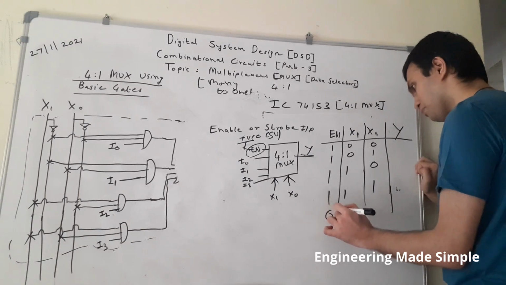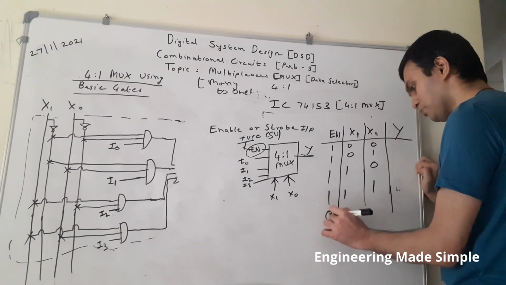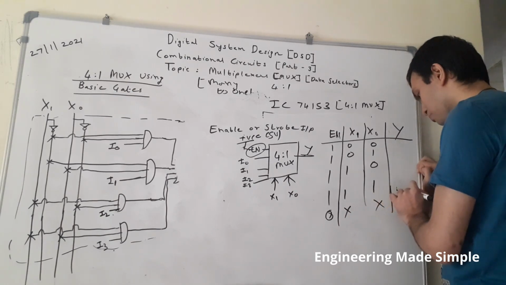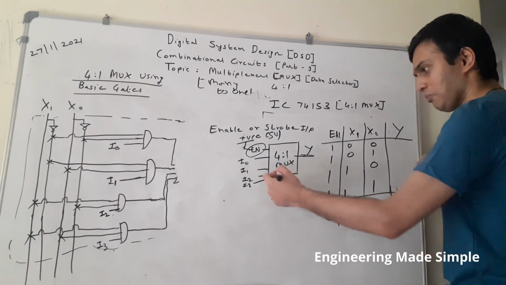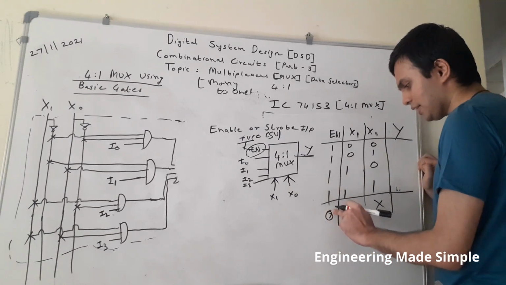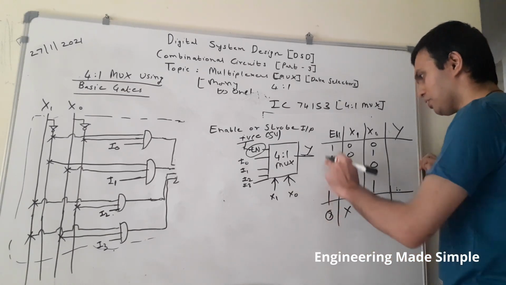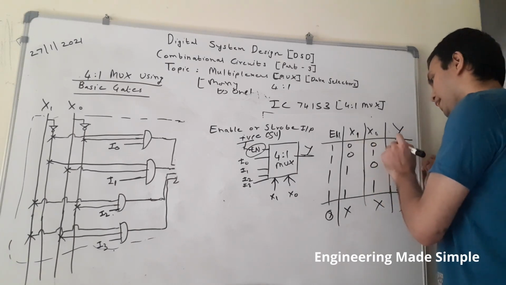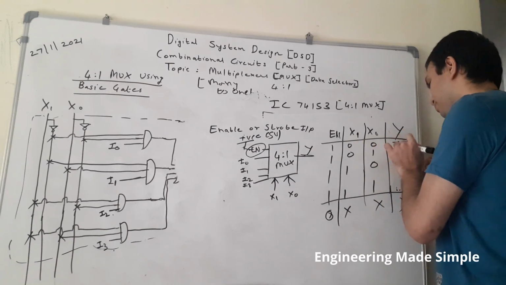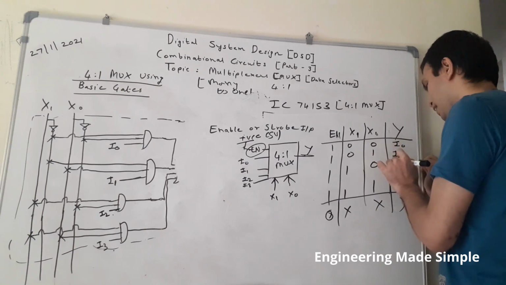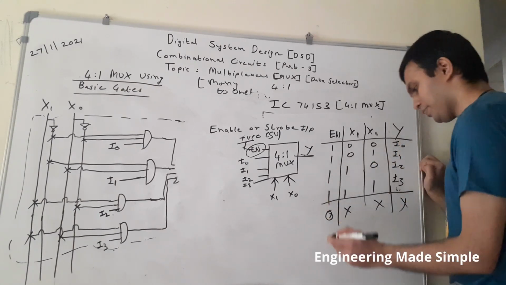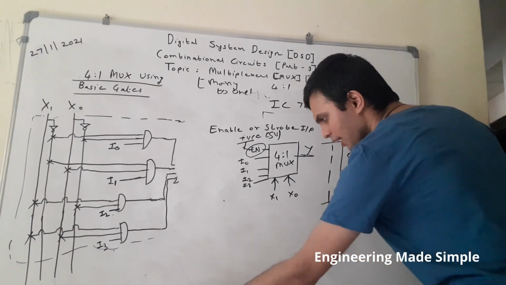And whenever this enable input goes from 1 to 0, it is a don't care input, or this combination doesn't exist, because this circuit will be turned off if we change the logic 1 to logic 0 of the enable input. So this is don't care. So we will write here I0, I1, I2, I3. Now let us write the equation again.